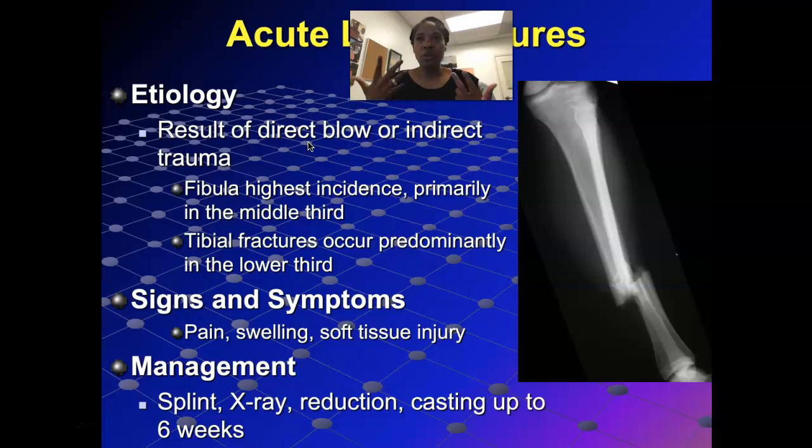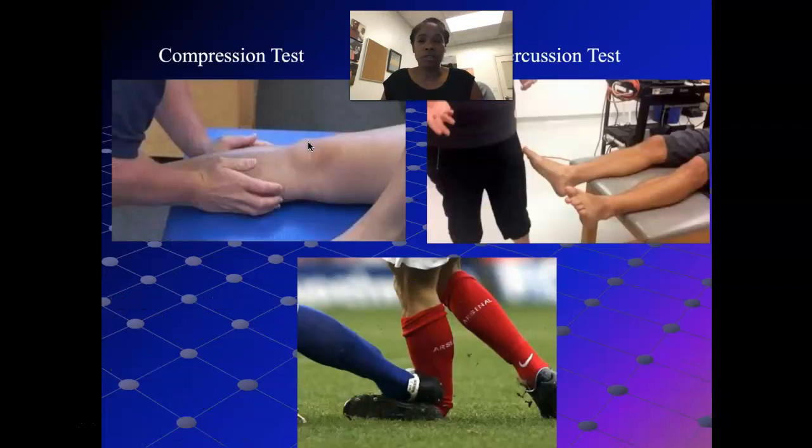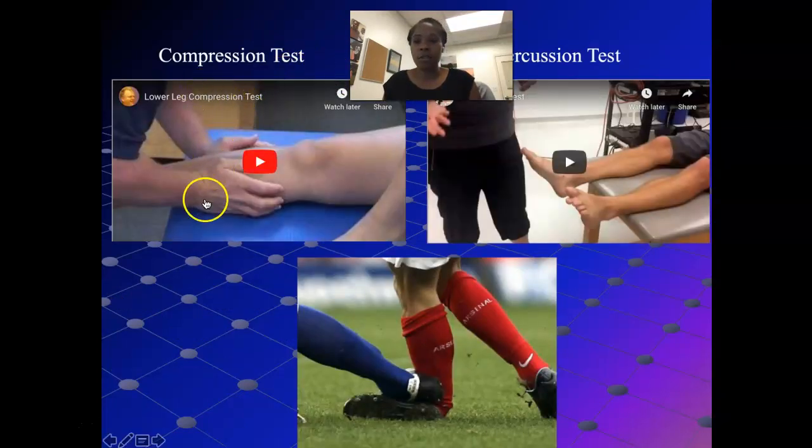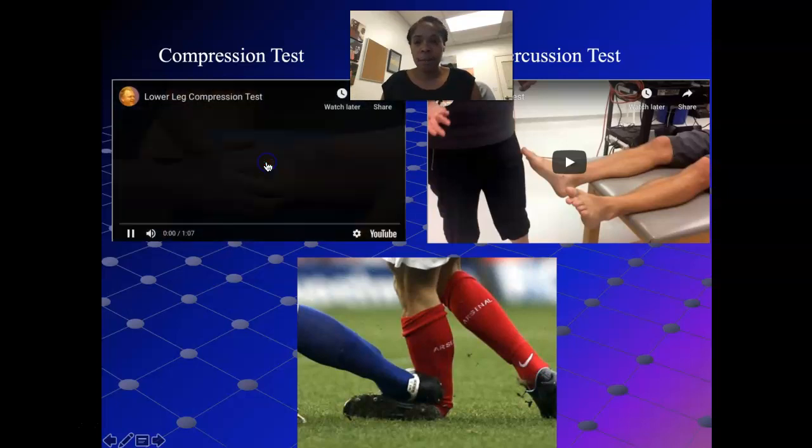But what if, I've shown things that are fractures that are so obvious. What if the fractures aren't so obvious? So what we're going to do is look at a few clinical special tests that we can all use in the clinical setting to help us rule in or rule out a fracture. The first one is called the compression test. So I'll let it play.